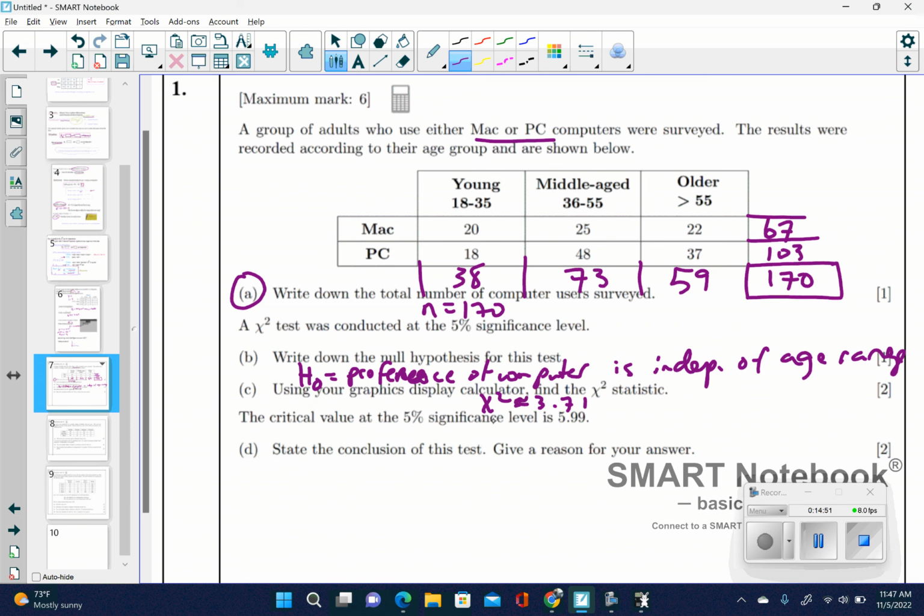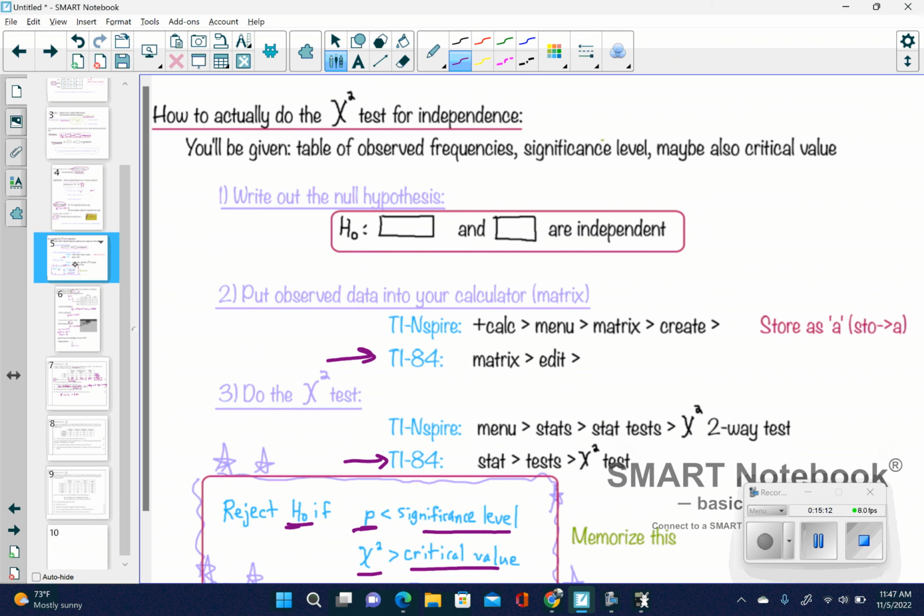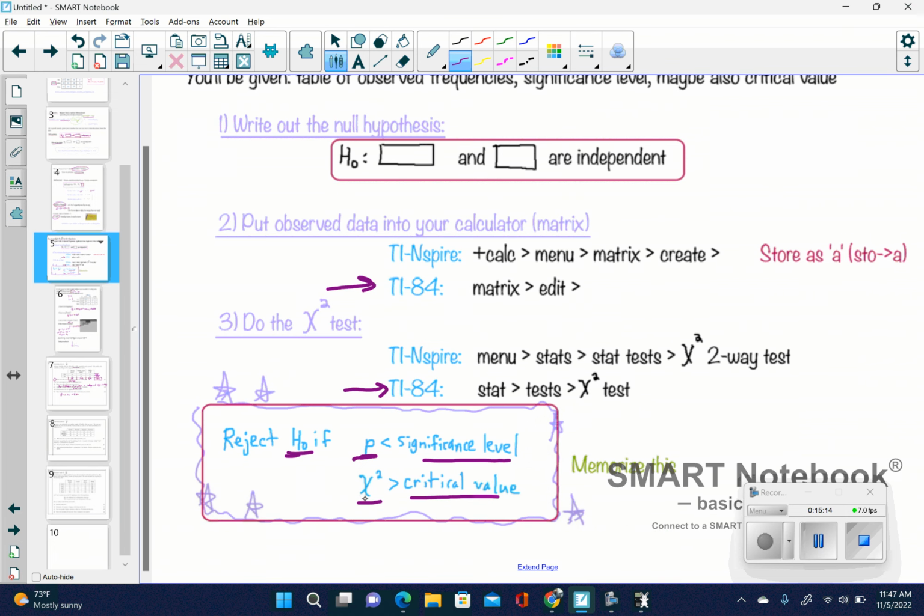The critical value, they're telling us, is 5.99. So now we can see that the chi-squared, which is 3.71, compared to the 5.99 is less, so less than 5.99. So we have to remember what it is that we did back here. If the chi-squared is greater than the critical value, we reject the null hypothesis. So since the chi-squared value is less than our critical value, we're going to accept the null hypothesis.